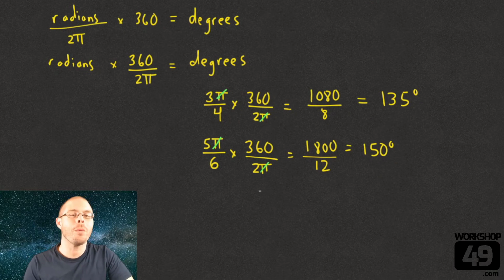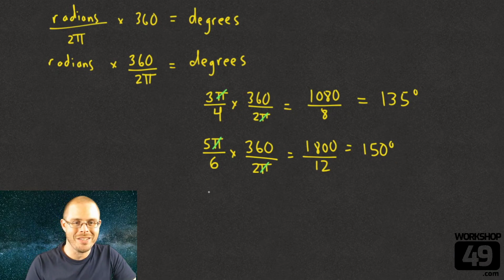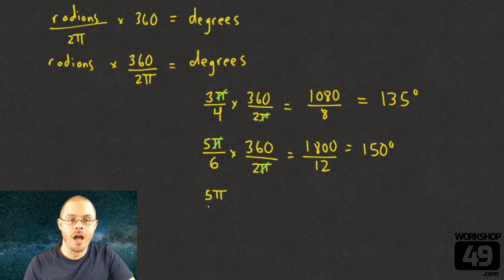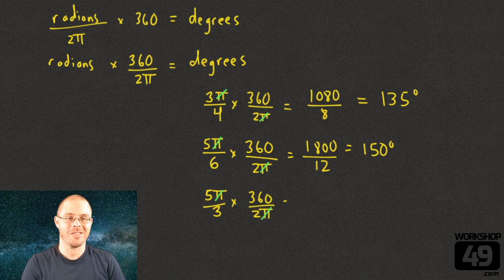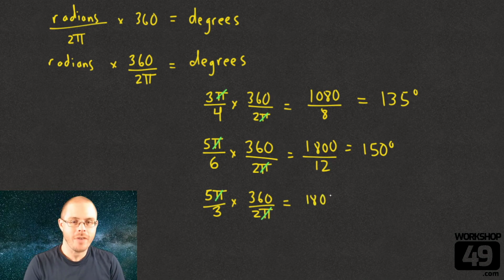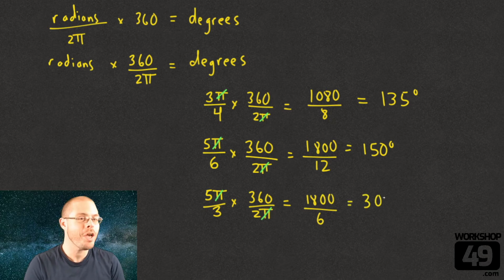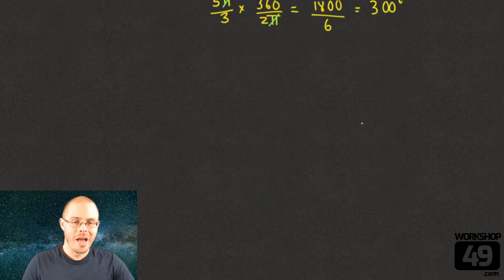This isn't so bad. We're going to do one more example of radians to degrees. This time we have 5 pi over 3 radians. 5 pi over 3 radians. Multiply by 360 over 2 pi. Again, the pi's cancel. Scratch those out. Top to top, 5 times 360 is 1800. Bottom to bottom, 3 times 2 is 6. Chug that out. 1800 divided by 6, 300 degrees. That's the way to do it.